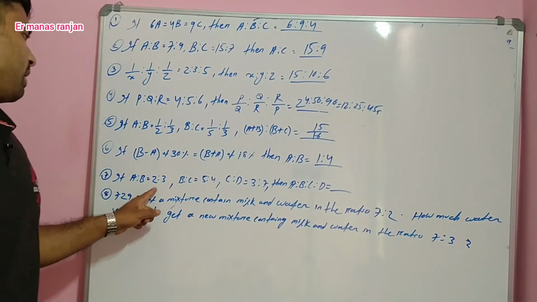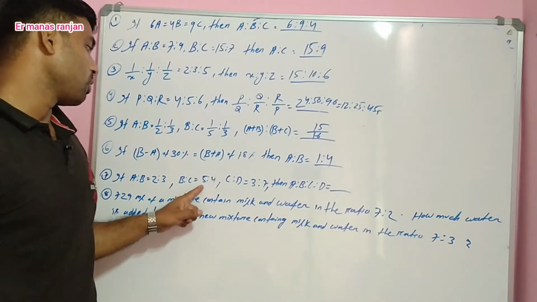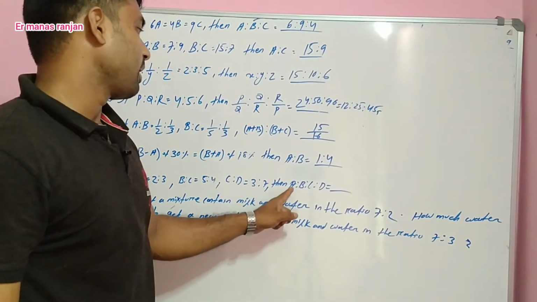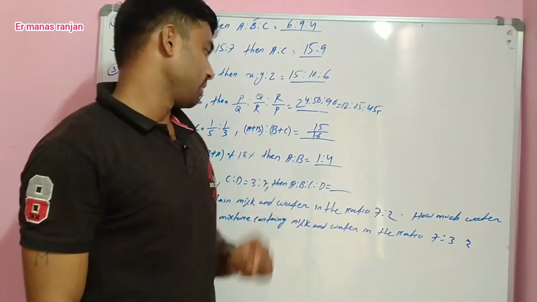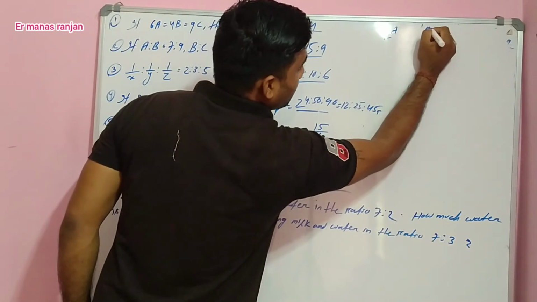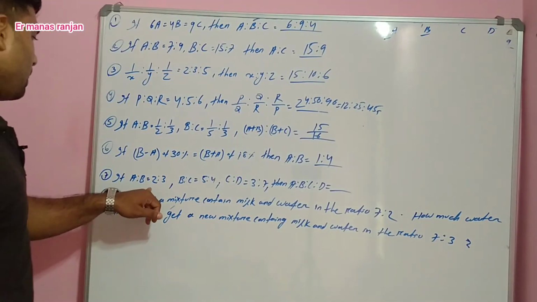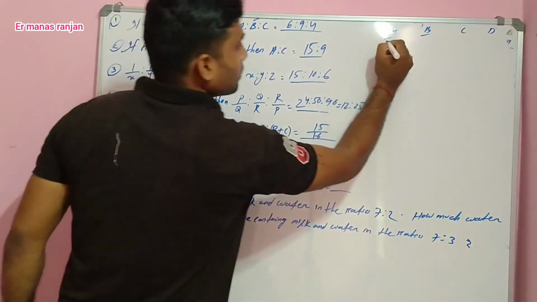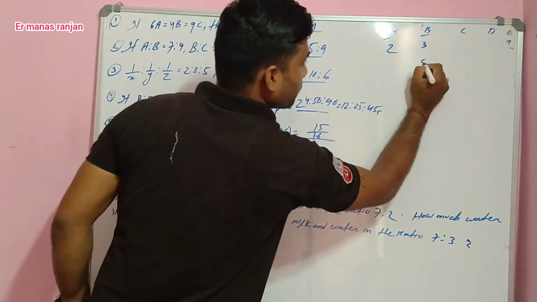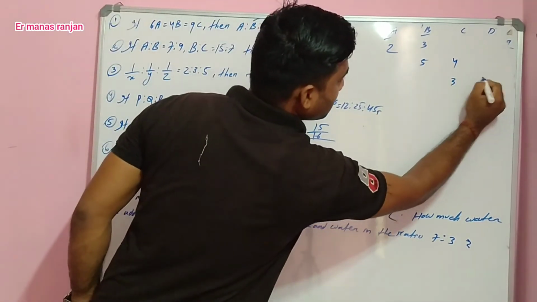Then look here, another question is given. A is to B equal to 2 is to 3. B is to C equal to 5 is to 4. C is to D equal to 3 is to 7. Find A is to B is to C is to D. It's very simple. Already I have told you. Let A, B, C and D. A: 2 is to 3. Write down 2, 3 here. B: 5, 4. C, D: 3, 7.